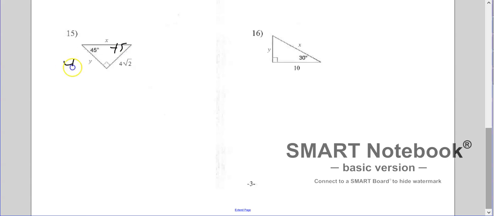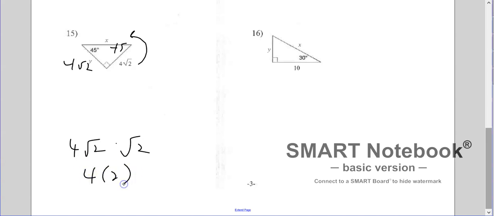Okay, number 15, we have a 45, 45, 90. So this leg over here is easy because it must be the same thing as the other leg. And going to the longest side, we simply take 4 radical 2 times radical 2, which means the radicals cancel, and 4 times 2 is 8, and that's it.